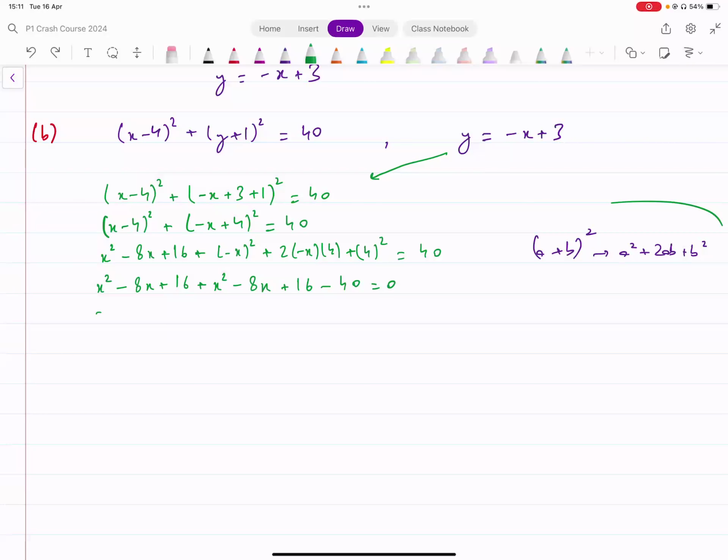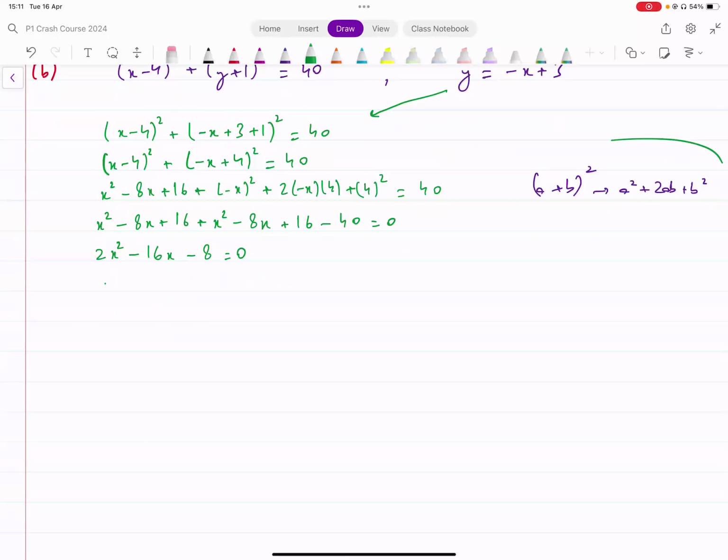So what do we get from this? We get 2x squared minus 16x, right? And you have 32 minus 40, that's minus 8 equals 0. Please check out for careless errors. I hope there are none. X squared minus 8x minus 4 equals 0.